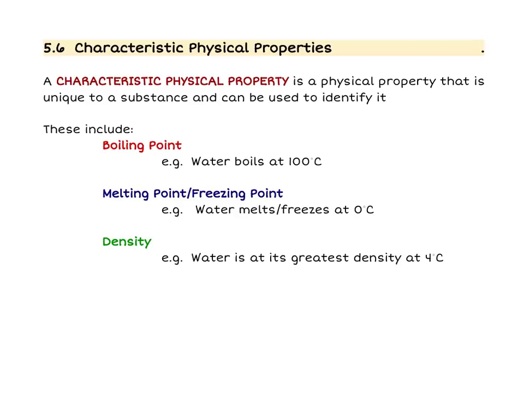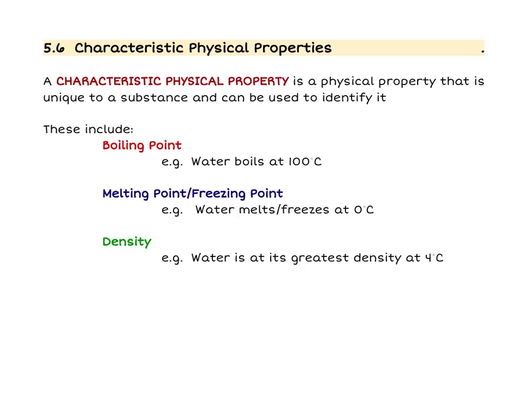So in today's lesson, we're going to be learning about something called a characteristic physical property. I just want to remind you that a physical property is a property that describes a substance as it is on its own, and provides a description that might help you identify it. So what is a characteristic physical property?